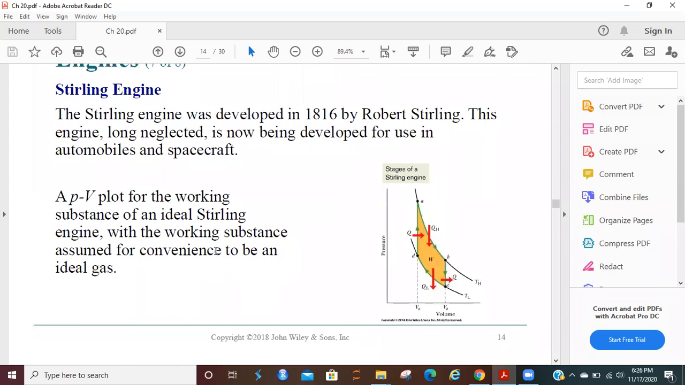Now the Stirling engine was developed in 1816 by Robert Stirling. It's been neglected, but is now being developed for use in automobiles as well as spacecraft. You've got the PV plot over here on the right, and this is for a working substance of an ideal Stirling engine, with a working substance assumed for convenience to be an ideal gas.